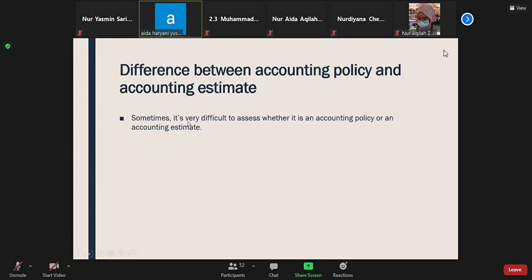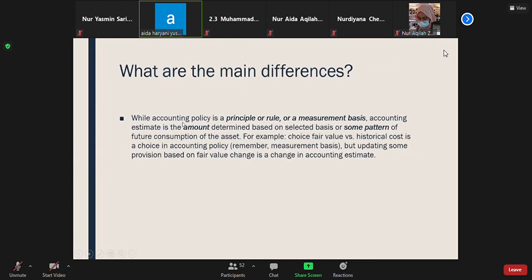So the difference between accounting policy and accounting estimate: sometimes it is very difficult to assess whether it is an accounting policy or an accounting estimate. So how do we differentiate it? Okay, here are the things. While accounting policy is a principle or rule or a measurement basis, such as historical or fair value accounting, an accounting estimate is the amount determined based on the selected basis or some pattern of future consumption of the asset. For example, the choice of fair value or historical cost is a choice in accounting policy. So what does your company want to use, fair value or historical cost? This is the measurement basis. But updating some provisions based on fair value change is a change in accounting estimate.